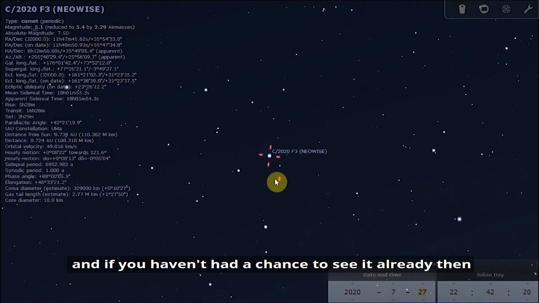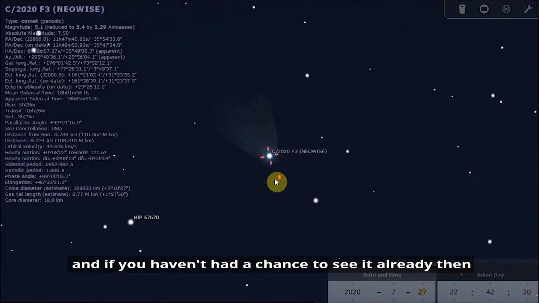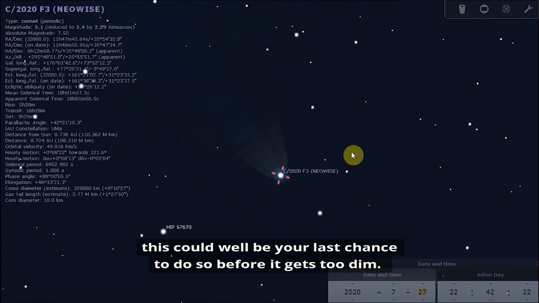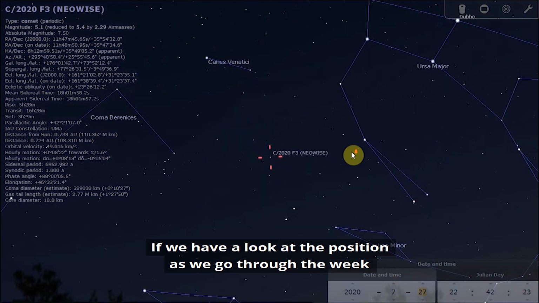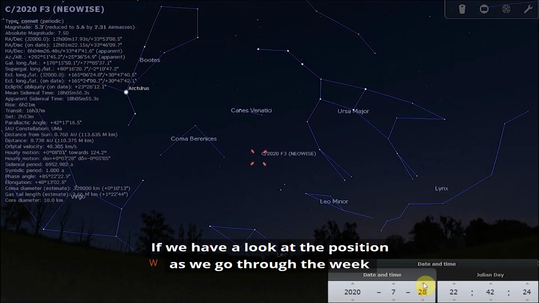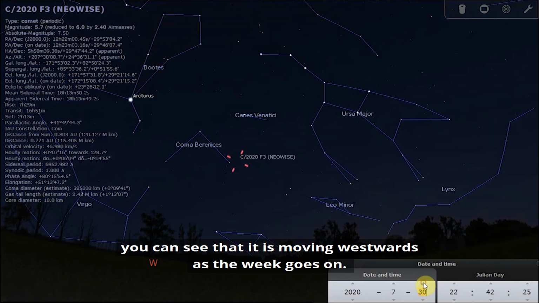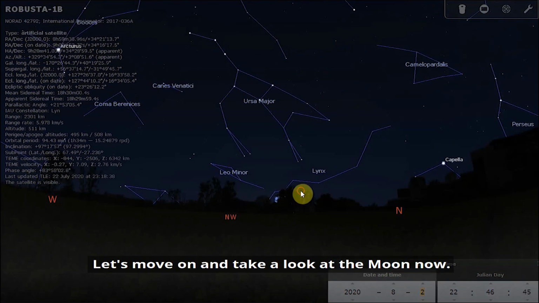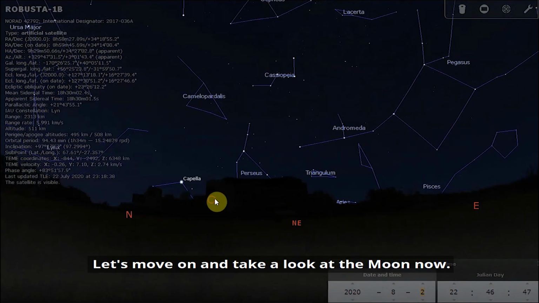If you haven't had a chance to see it already, then this could well be your last chance to do so before it gets too dim. And if we have a look at the position as we go through the week, you can see that it is moving westwards as the week goes on. Let's move on and take a look at the moon now.